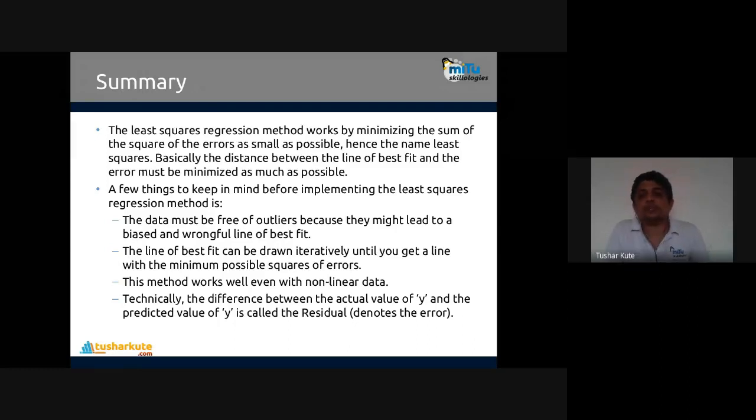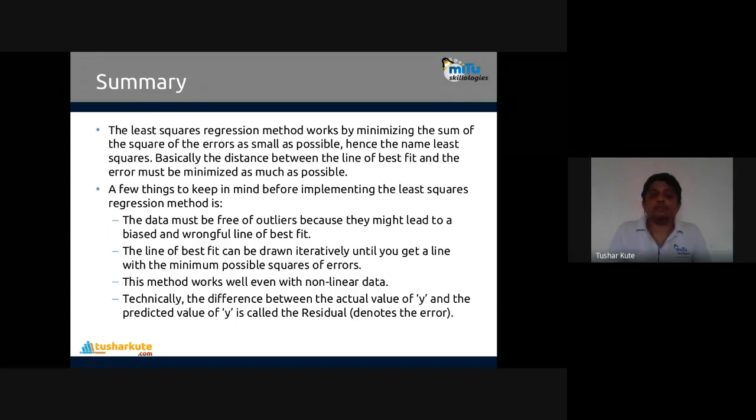Okay, so let's summarize what exactly OLS, ordinary least squares, means. The least squares regression method works by minimizing the sum of squares of errors as small as possible, hence the name least squares. Basically, the distance between the line of best fit and the points, the error, must be minimized as much as possible. That's the main aim of least squares regression.